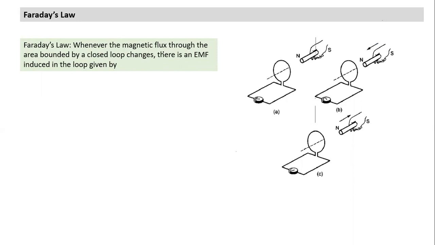Whenever magnetic flux, we have come across this word flux previously also, we'll discuss this in more detail, whenever the magnetic flux through an area bounded by a closed loop changes, there is an EMF induced in the loop. And what is the EMF induced? This is a formula he gave. Induced EMF is equal to the negative of the rate of change of magnetic flux through the loop. And that's what we'll try to understand, what this expression indicates.